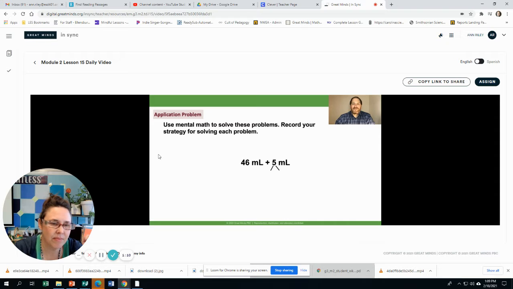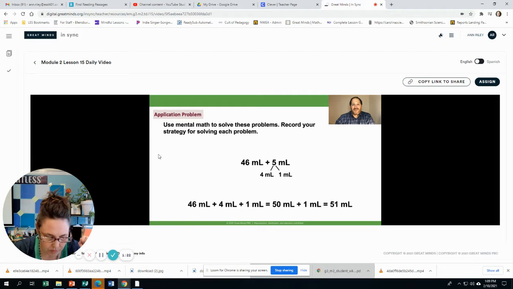If you decomposed 5 milliliters into 4 milliliters and 1 milliliter to make that next 10 with 46 milliliters, your equation would have looked something like this. 46 milliliters plus 4 milliliters plus 1 milliliter. And if we add 46 milliliters and 4 milliliters, we can get to that next 10 of 50 milliliters plus that 1 more milliliter to get a total of 51 milliliters. Here comes another.